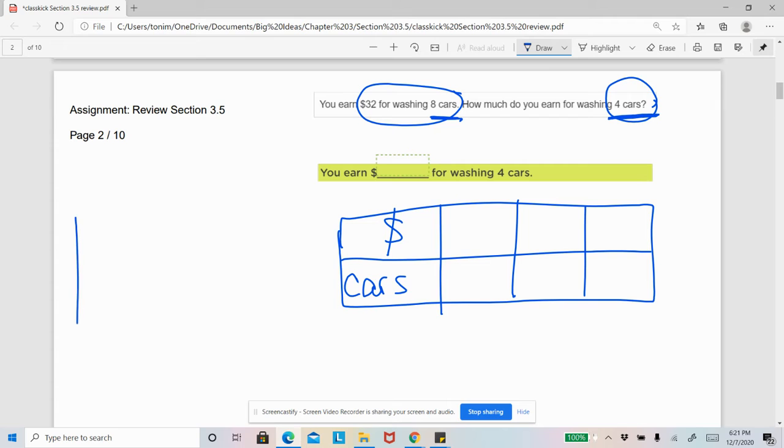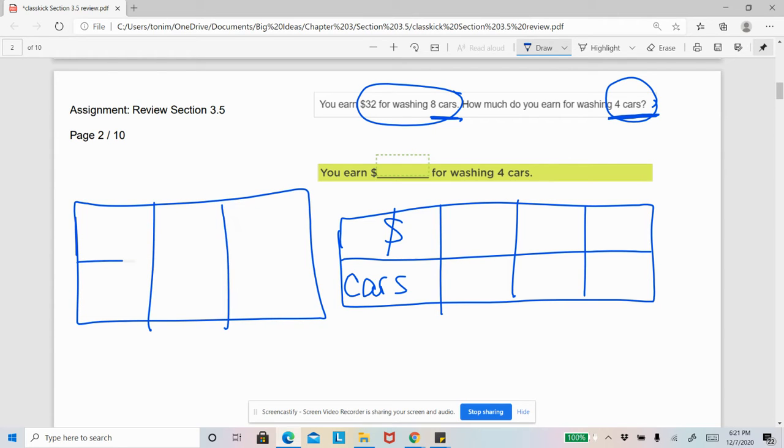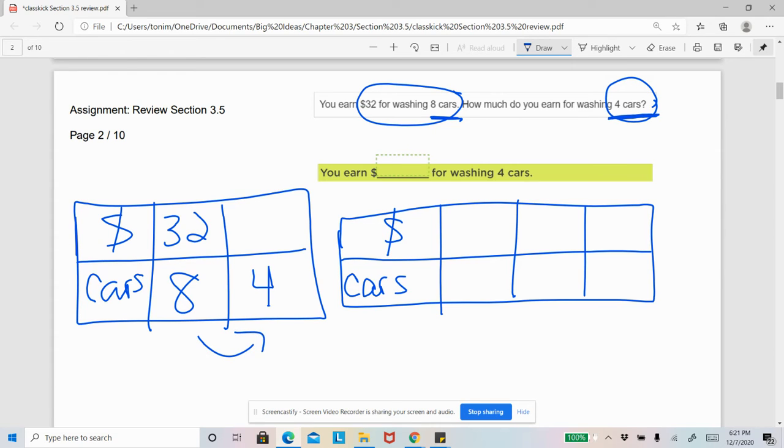We could technically go to just 2 columns. I'll show you why. We can actually just go money to cars. And we can actually just go $32 and 8 cars, and you can go right to 4 cars for this question. And what you do is 8 divided by 2 is 4, and then you would say 32 divided by 2 is 16, and your answer is 16.